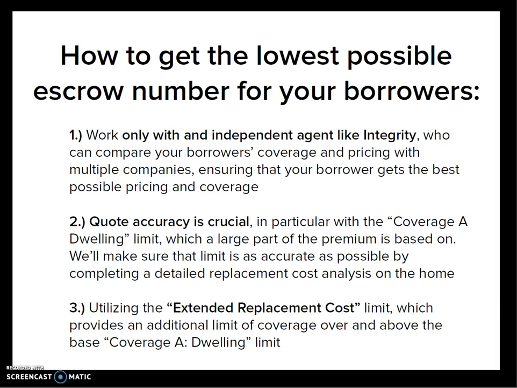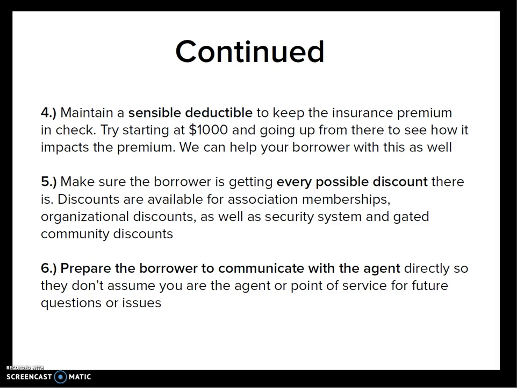Two, quote accuracy is crucial, in particular with the coverage A dwelling limit, which is a large part of what the premium is based on. We'll make sure that the limit is as accurate as possible by completing a detailed replacement cost analysis. Three, you want to utilize the extended replacement cost limit, which provides additional limit of coverage over and above the base coverage of coverage A dwelling limit. So we want to make sure that we're quoting accurately and giving you good dwelling coverage, but if we need to get more coverage for you, you're working with an agent who can take into consideration the extended replacement cost.